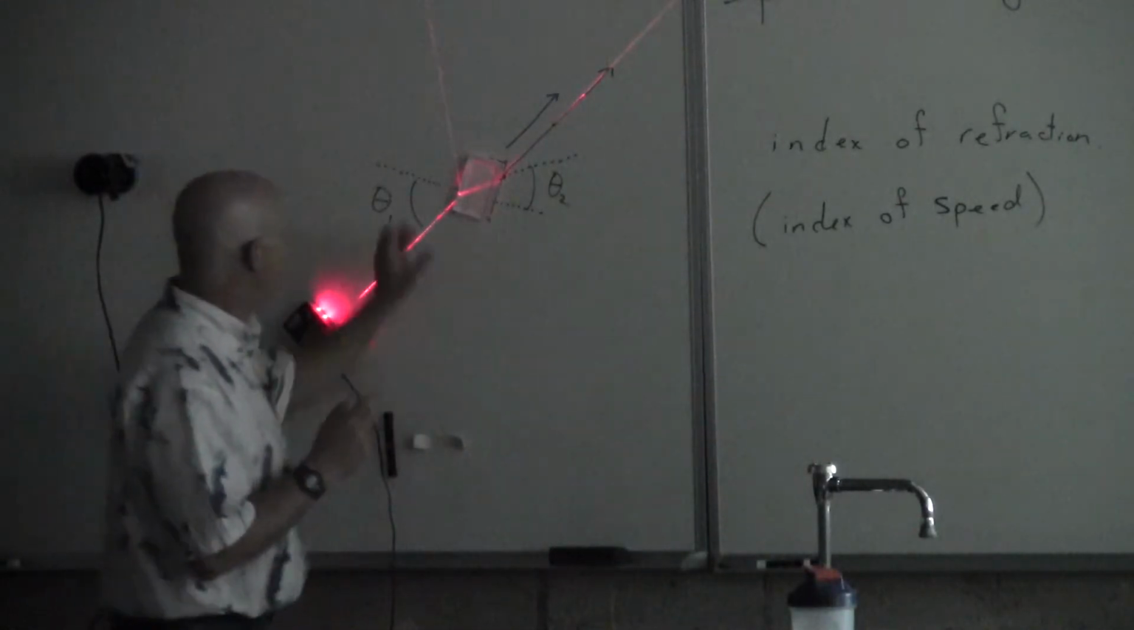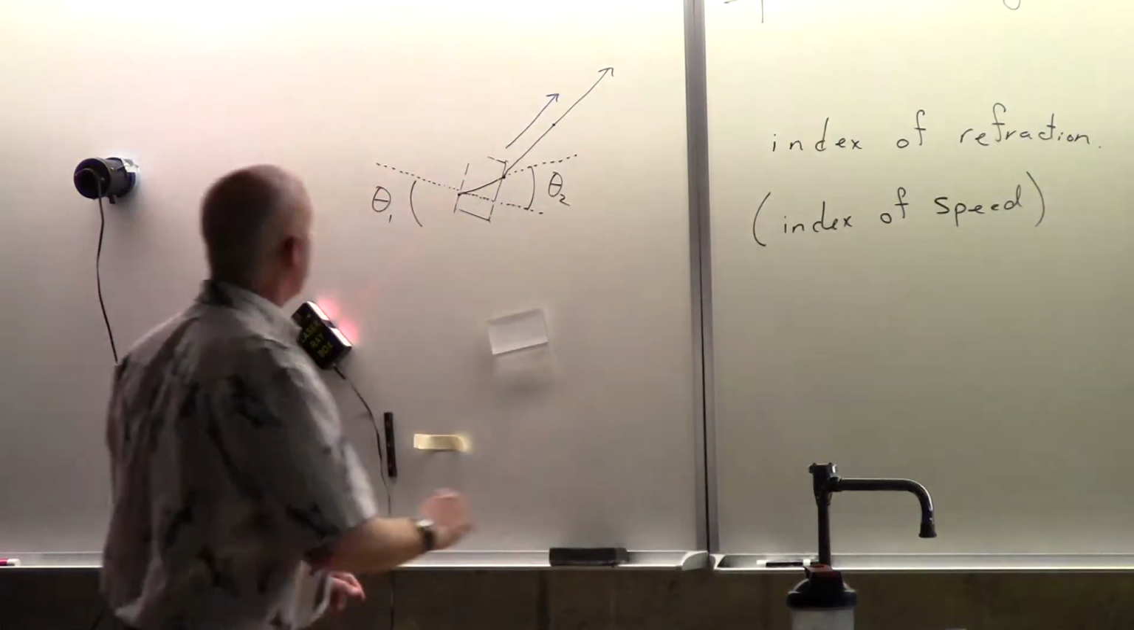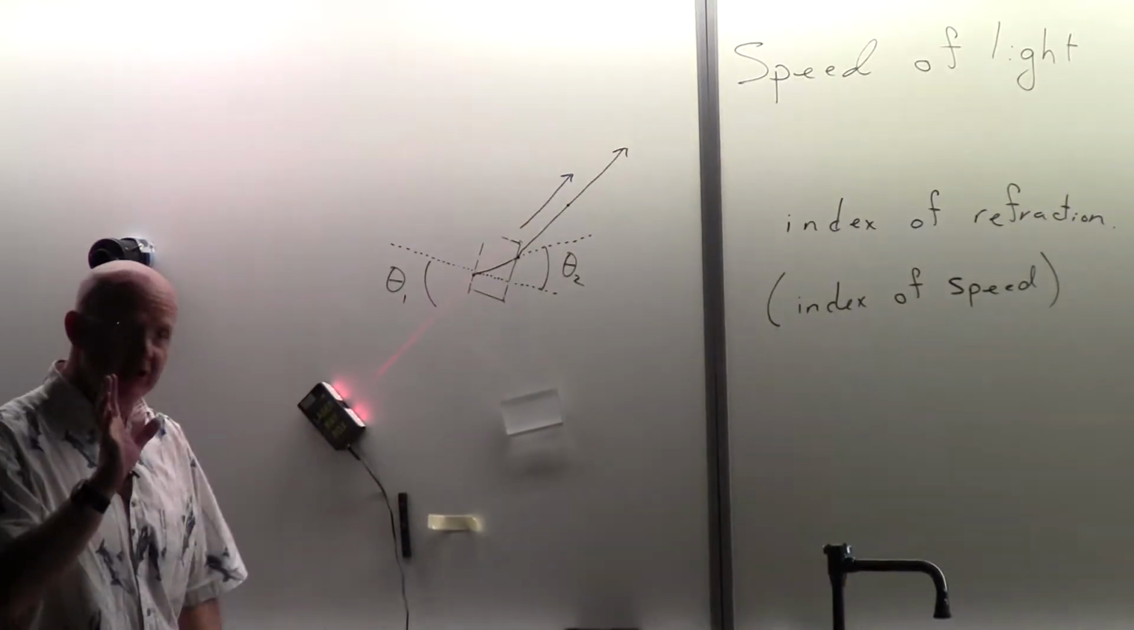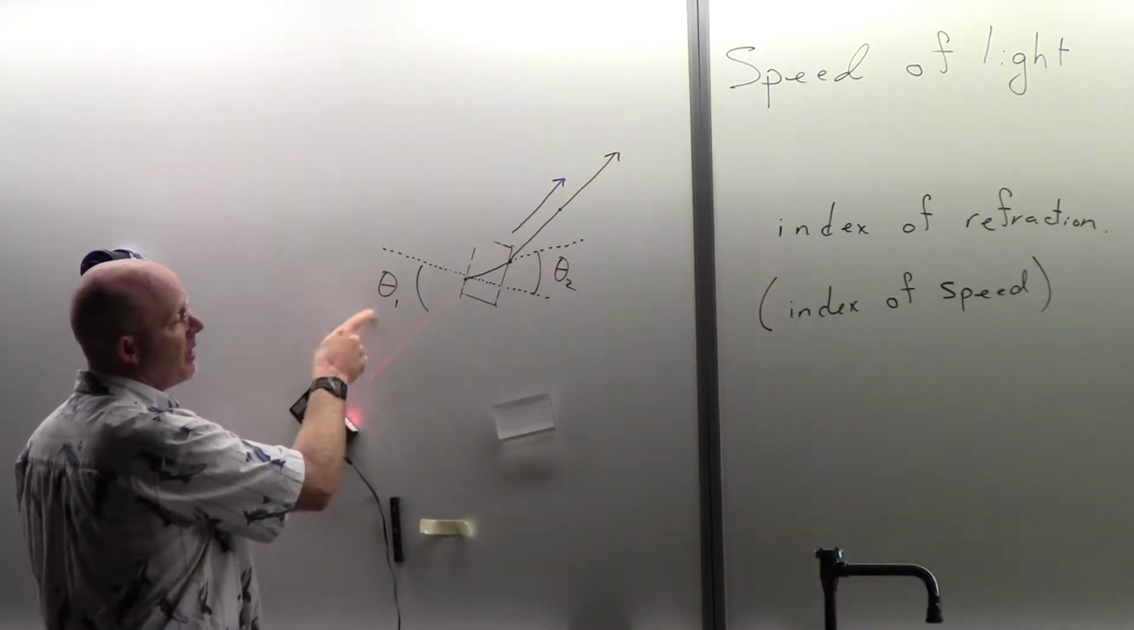But again, what I want you to see here, and maybe I'll take that off and just turn the chalkboard lights on, is the labeling that I've done. I have called this the incident angle theta 1.